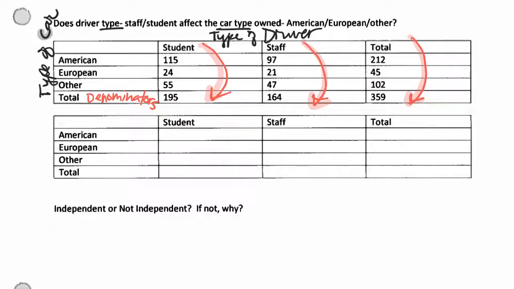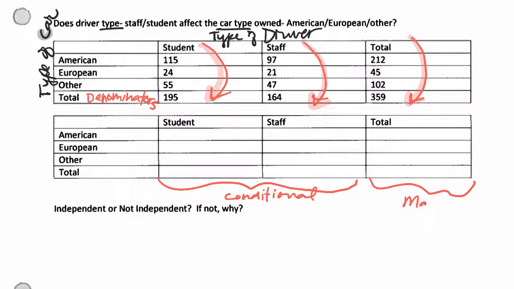All right, so which ones are the conditional, by the way? Where are the conditional probabilities? Student and staff. It's conditional upon you being a student or staff member. So this is your conditional probabilities right here. The marginal is this section here where you have the totals. Okay, so let's put a few fractions in there.